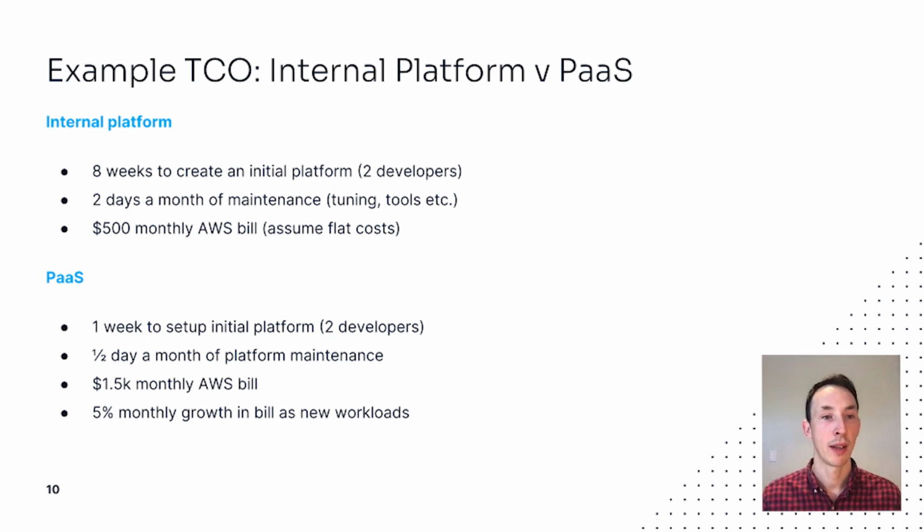So hypothetically, our internal platform takes 8 weeks to build, and it takes 2 people to build that. It also requires 2 days a month of maintenance and upkeep from the development team. So things like tuning the platform, making sure the tools are still working, responding to issues, bug fixes, and so on. And our monthly bill is about $500.